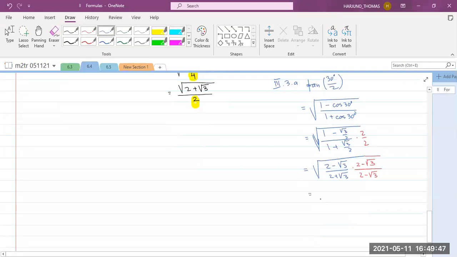So I hope you see how busy I get. On the top, I get 2 minus square root of 3 being squared. At the bottom, I have 4 minus 3, which is 1. So that's 2 minus square root of 3 over 1. Right? You see that? The square root cancels the square here, so I get that only. Okay. 4 minus 3 is 1, under square root is just 1. But, well, you see, I basically get the same result.